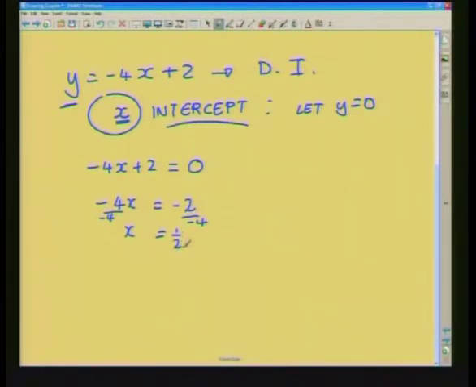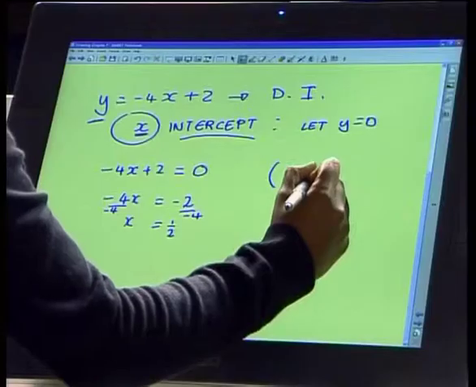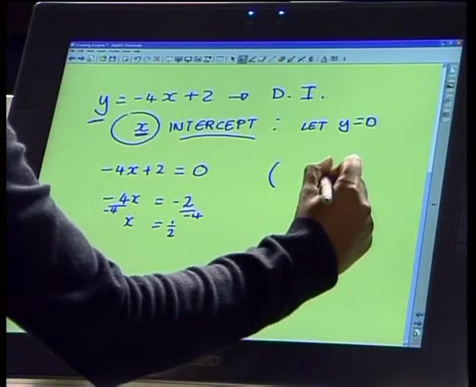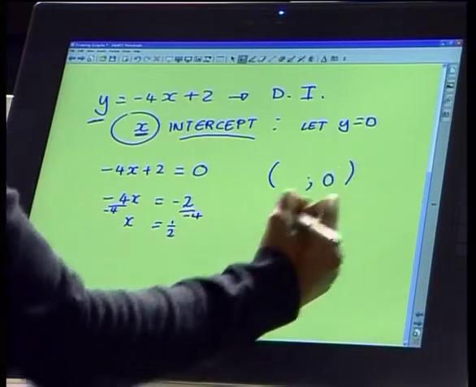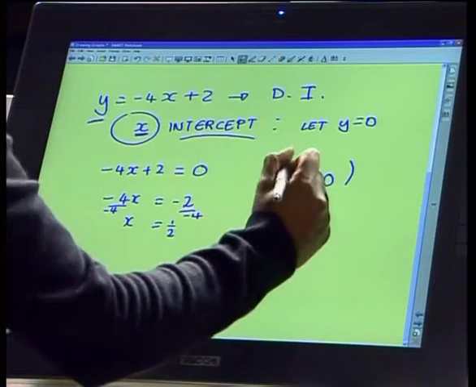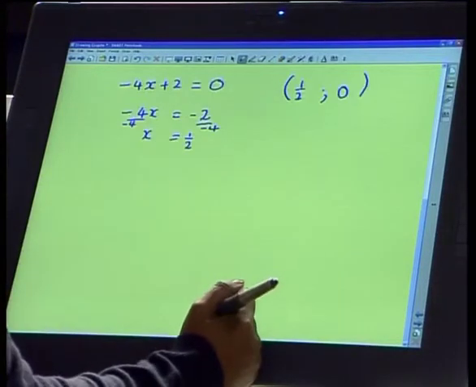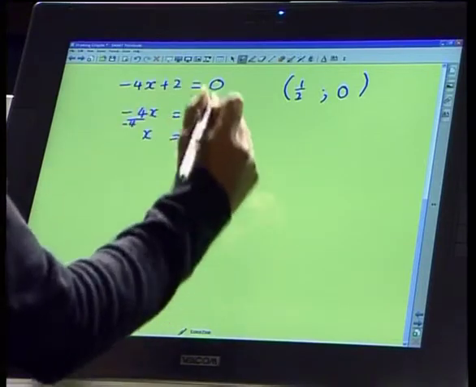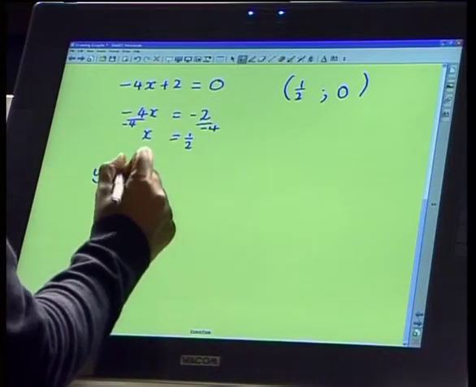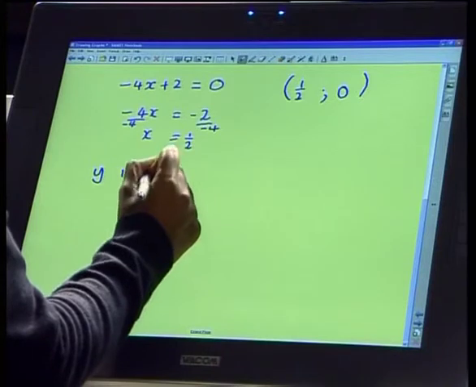Okay, so we're halfway there. We have the x-intercept. Remember, we said let the y value be 0. So when I write this as a coordinate, I already know the y value has a value of 0. And the x-intercept, or the x value here, has a value of a half. Okay, so half the work is done. Let's move on to the second part, which is to find the y-intercept.